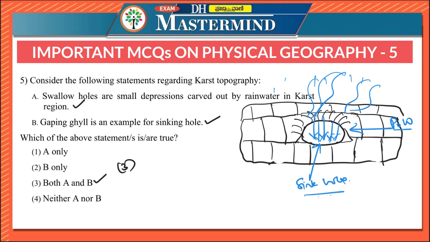So Gaping Hill in Yorkshire. Please remember, Gaping Hill in Yorkshire is a fine example, and these holes usually grow in size. They grow in size through continuous solvent action. So with heavy rainfall, this will become bigger, and then it starts growing with subsequent rainfalls.